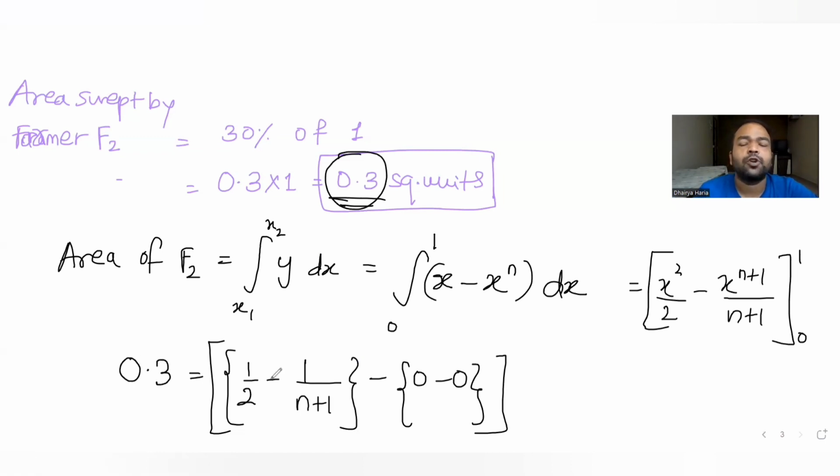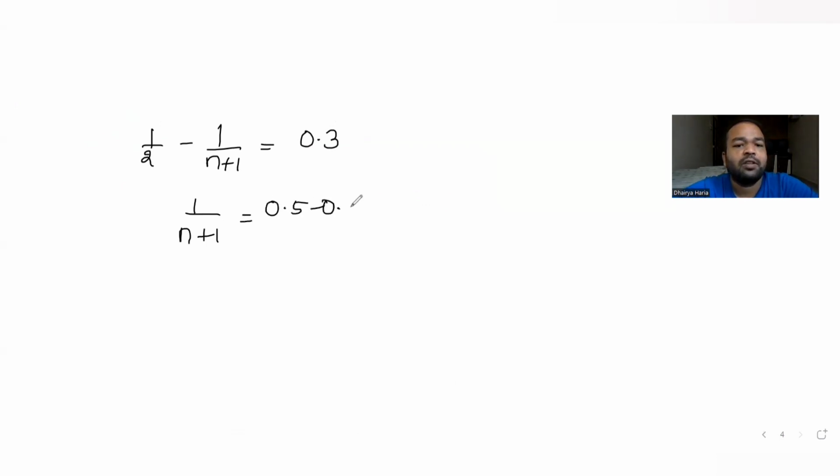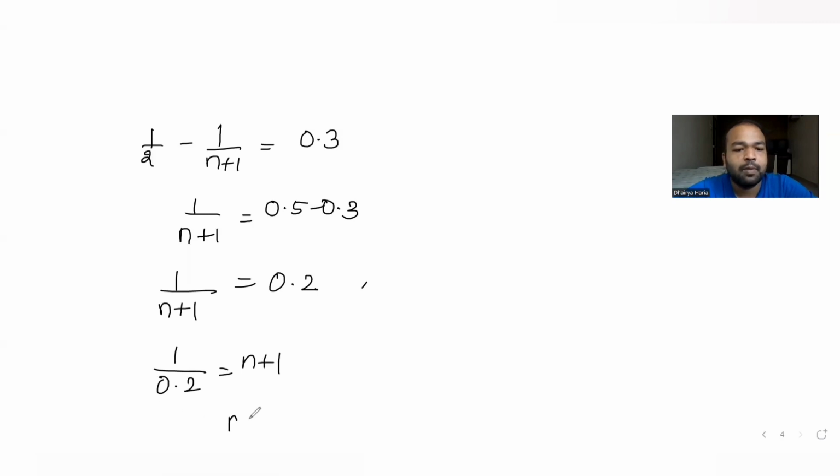So if I equate this with 0.3 and try to calculate the value of n, let's see what we get. So half minus 1 upon n plus 1 is equal to 0.3. So 1 upon n plus 1 becomes 0.5 minus 0.3, because half is nothing but 0.5. So you get that as 0.2. And if you solve this, 1 upon n plus 1 is equal to 0.2. So 1 upon 0.2 is equal to n plus 1. N plus 1 becomes 5. That gives you the value of n as 4.